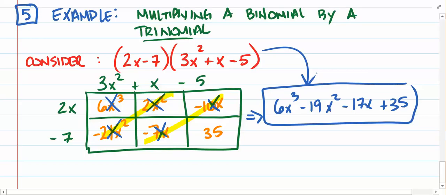So hopefully you can see the box method is very, very systematic and very, very organized, which is probably why I like it.